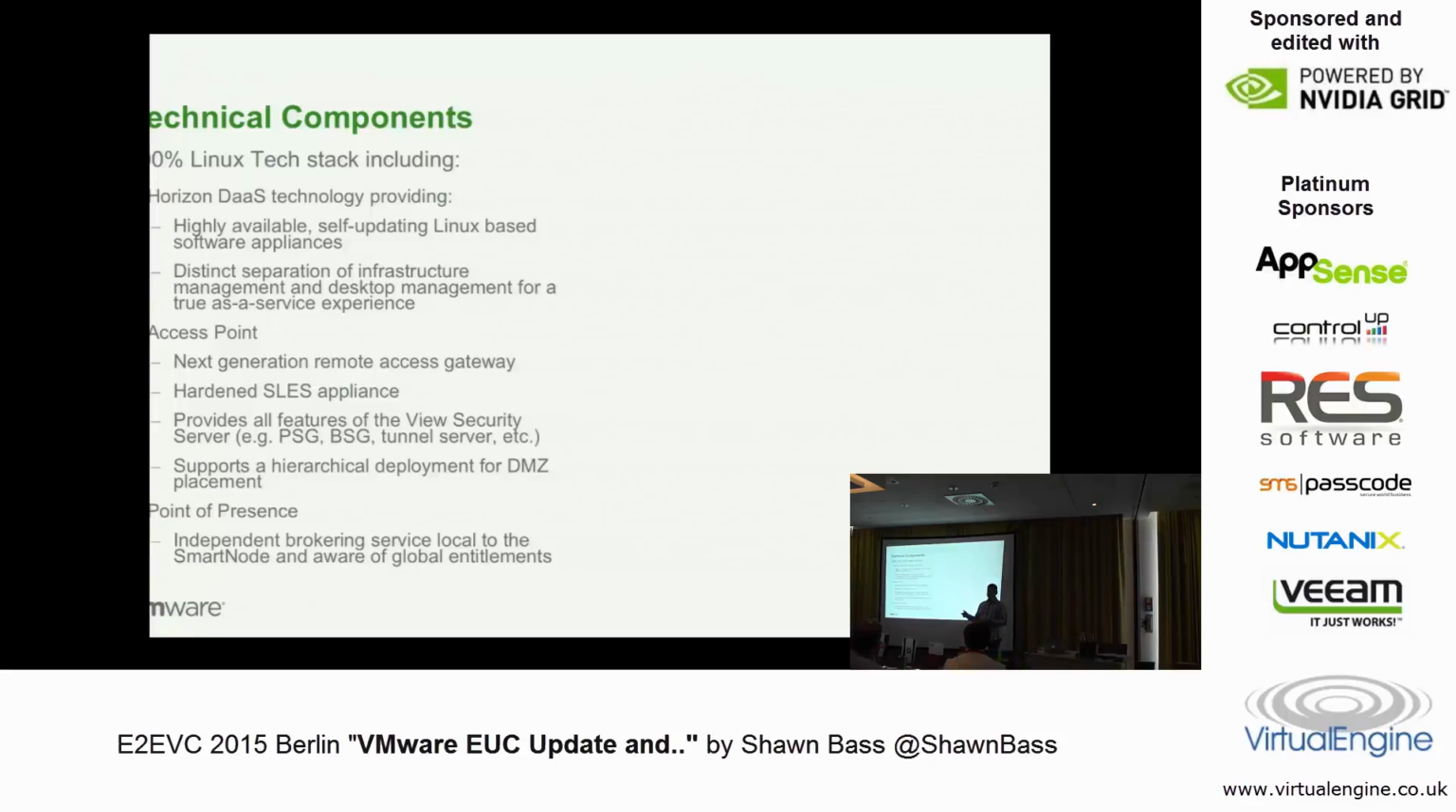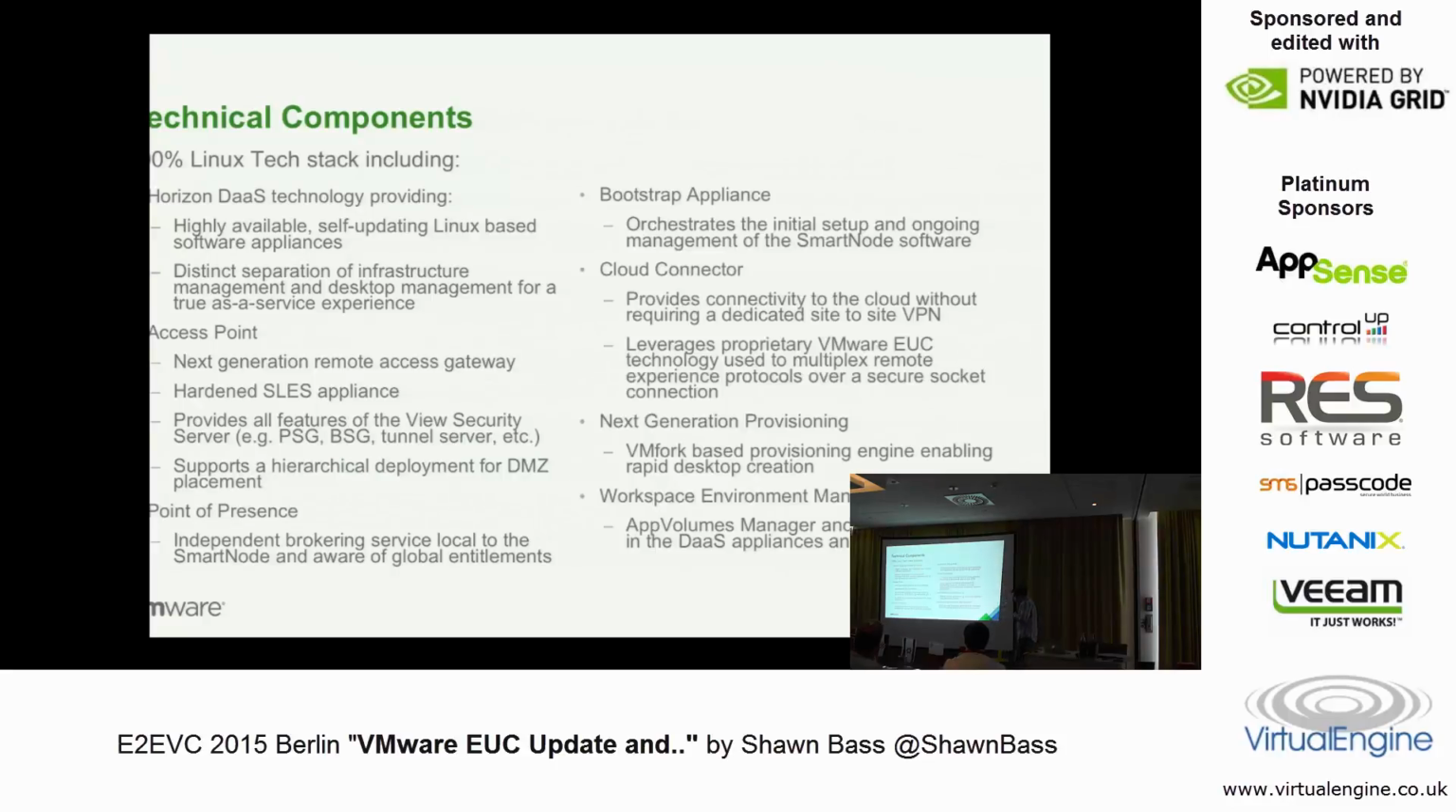We have a point of presence component that actually sits on-prem that allows us to do things that are required for situations where you have to have global entitlements, where a desktop is here in one circumstance and a failover desktop in another location. We have this bootstrap appliance, so as soon as the smart node gets powered on and brought up, this smart node appliance automatically initializes and starts rolling out the infrastructure.